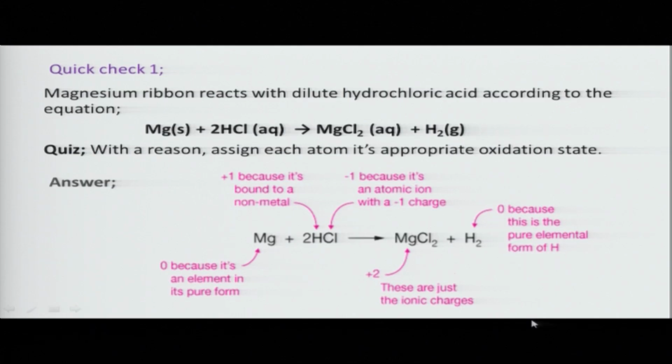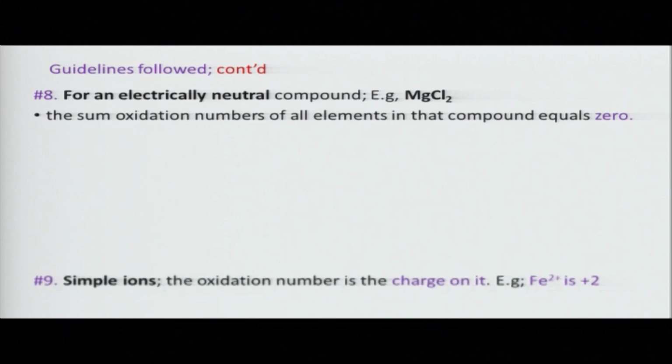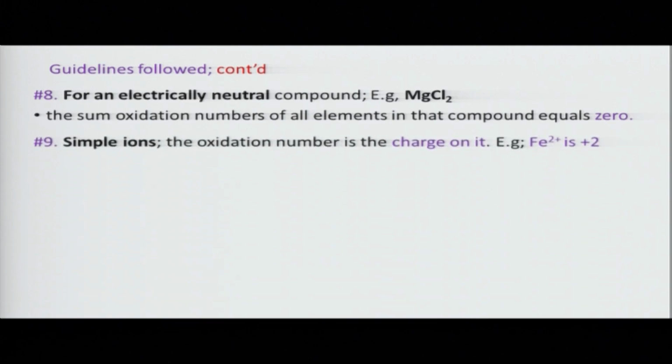That is how you can quickly apply the guidelines in the determination of oxidation numbers. That is a quick check for those 7 principles. Now, let's add more principles. There are actually 3 remaining, then we can try some numbers.